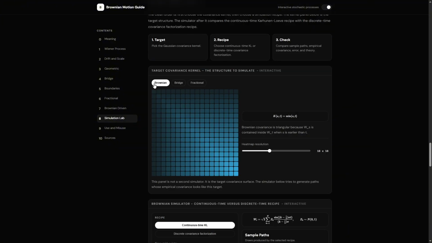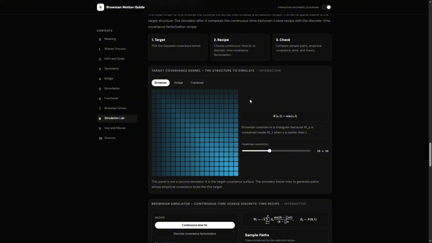The covariance kernel panel is the first interactive panel, and it's called target covariance kernel. This sounds technical, but it's just asking how points in your path should be related to each other over time. You get three choices: Brownian, bridge, or fractional.